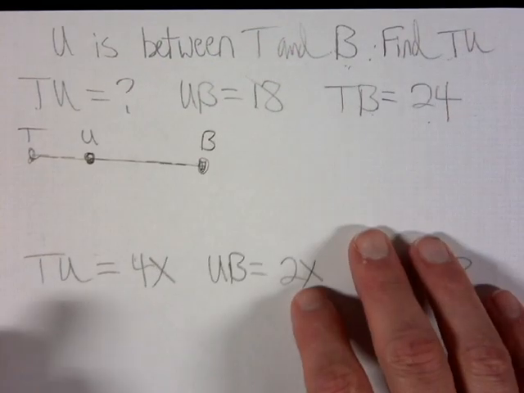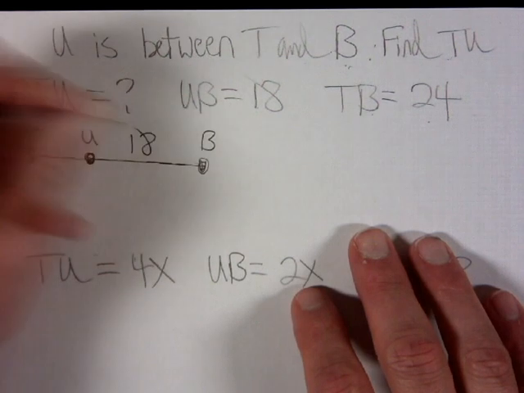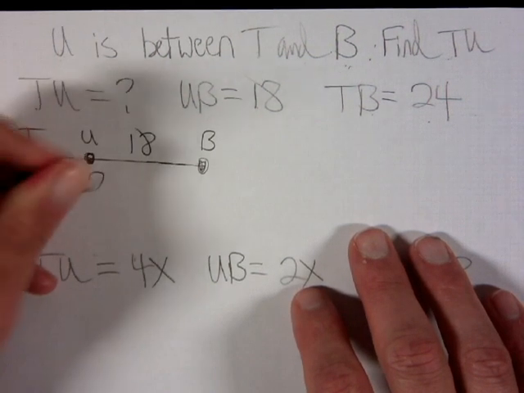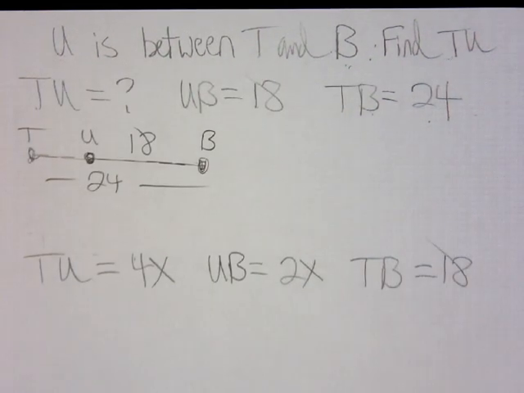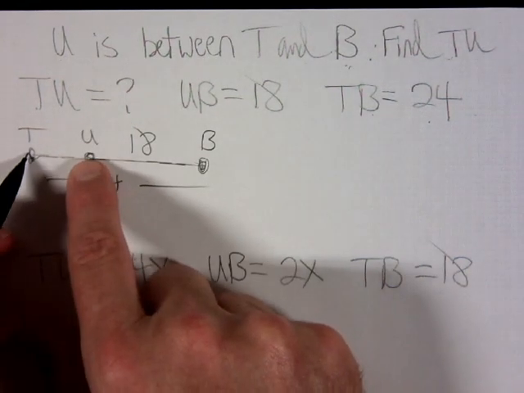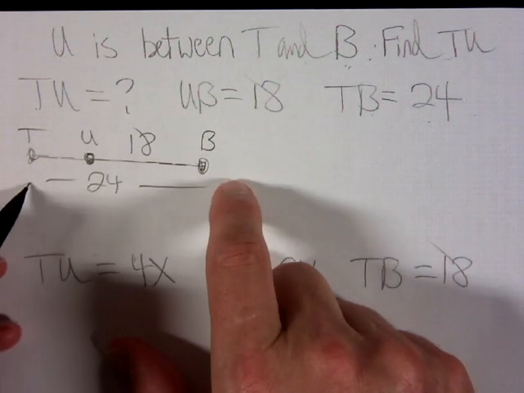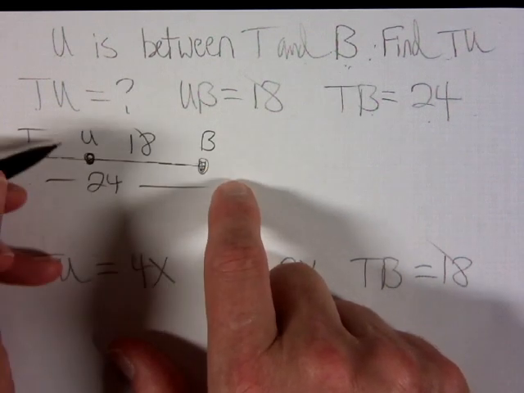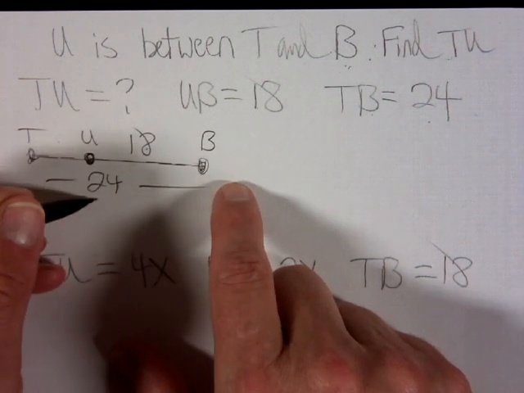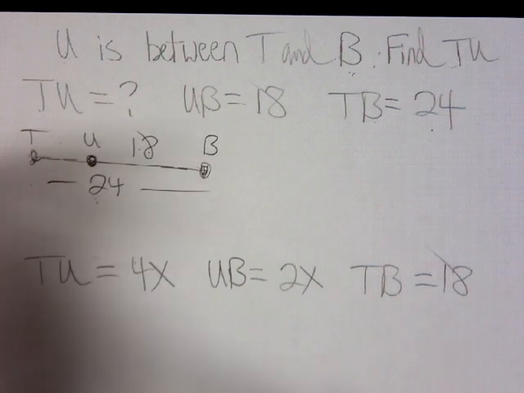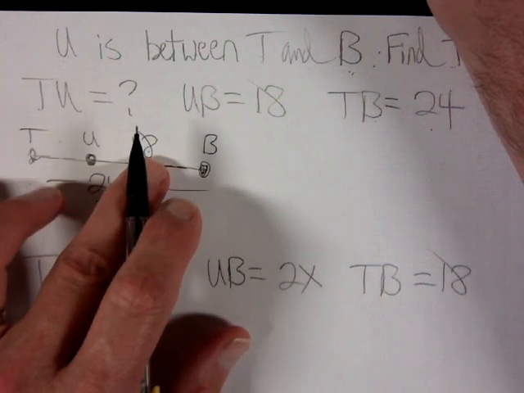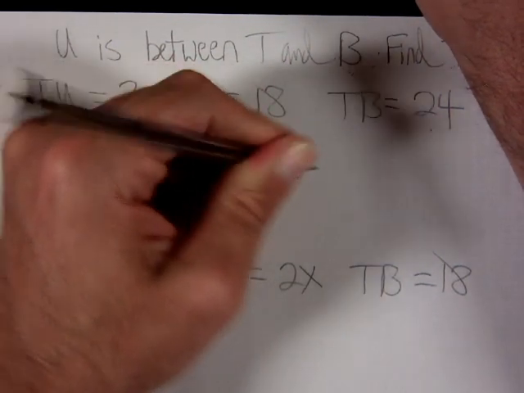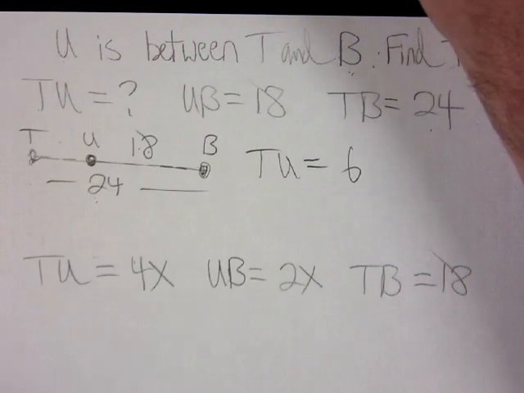So let's label the parts they give me. UB is 18. TB, that's the entire thing, is 24. And then the question is, how long is TU? Well, once you draw it, you can see that this is the missing part, this piece is 18, and the whole thing is 24. Remember, segment addition postulate says this plus this should equal 24. So what plus 18 makes 24? If you just subtract, you'll have your answer. 24 minus 18 means TU has a length of 6. So 6 is the correct answer there.